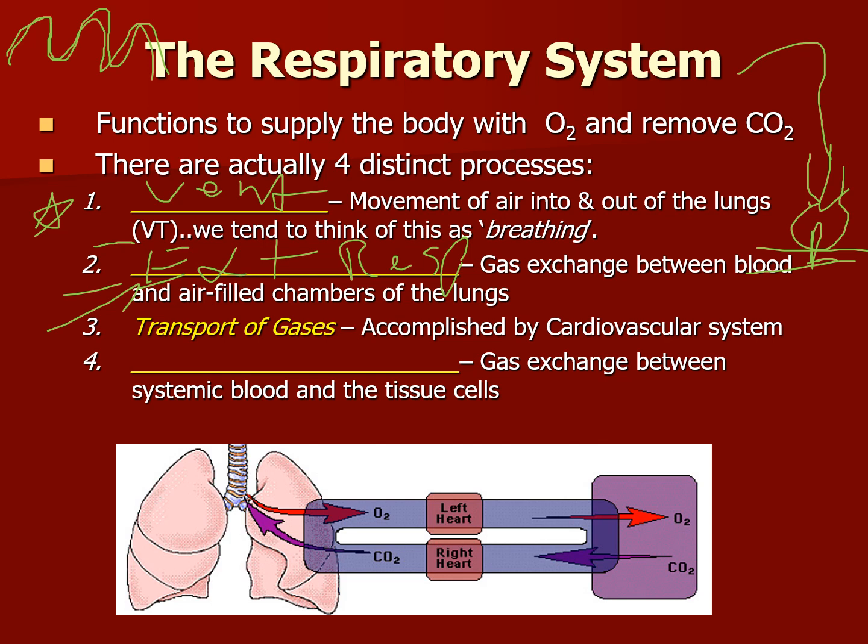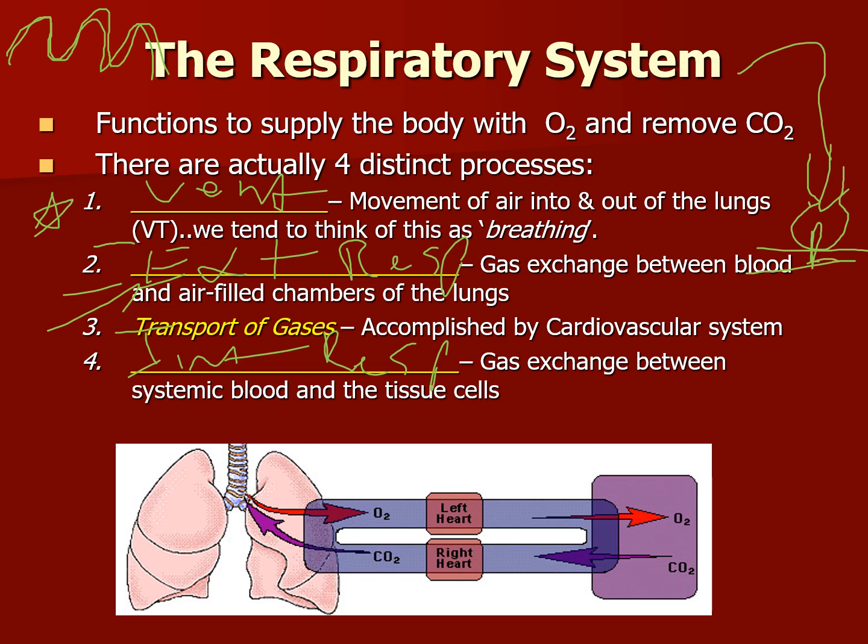External respiration is external gas going in, which would be at the alveolar capillary membrane. And this will make sense because when we get to number 4, that's where we talk about internal respiration. So internal respiration is the gas exchange between the blood and the tissue.